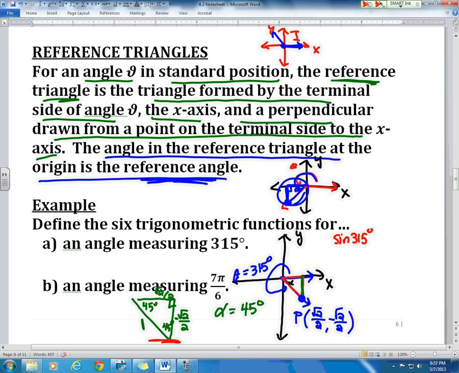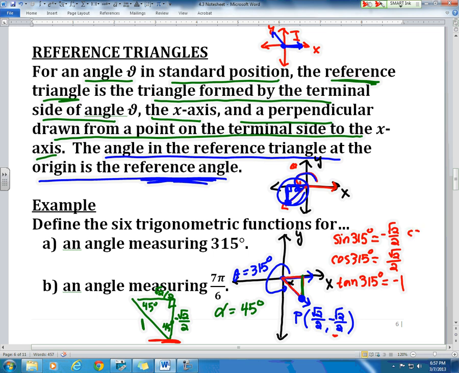degrees, through the reference angle, 45 degrees, falling in the 4th quadrant, is equal to the y-coordinate of negative radical 2 over 2. The cosine of 315 degrees is equal to positive radical 2 over 2, the x-coordinate. The tangent of 315 degrees is equal to negative 1. That's the y-coordinate over the x-coordinate.